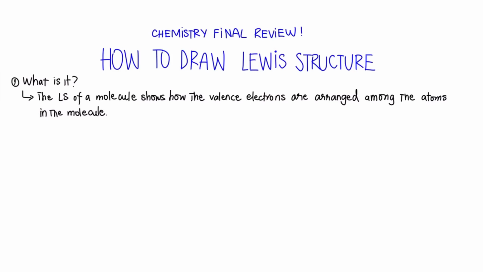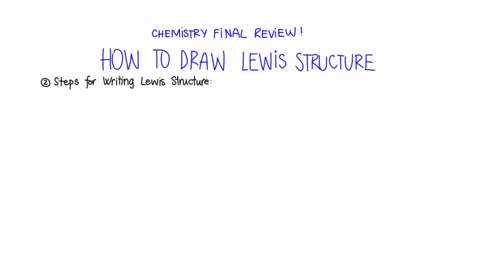First of all, let's review what a Lewis structure is. A Lewis structure of a molecule shows how valence electrons are arranged among the atoms in a molecule. So it's just concerning valence electrons, or electrons in the outermost shell of atoms in a molecule.